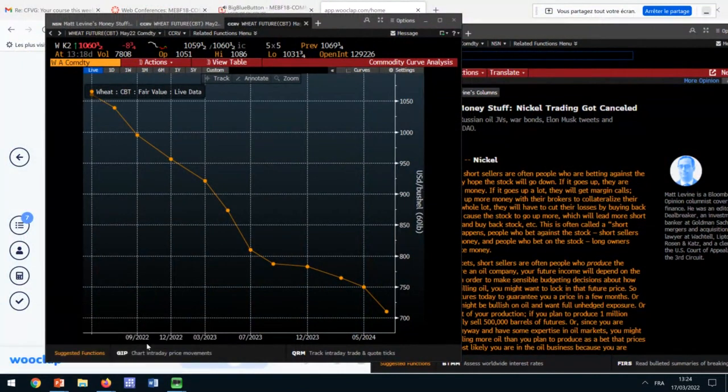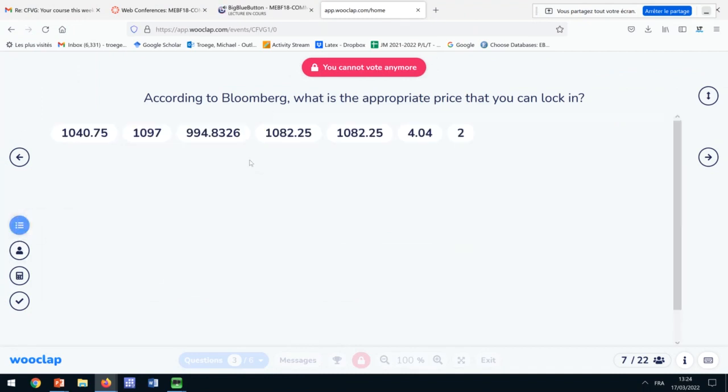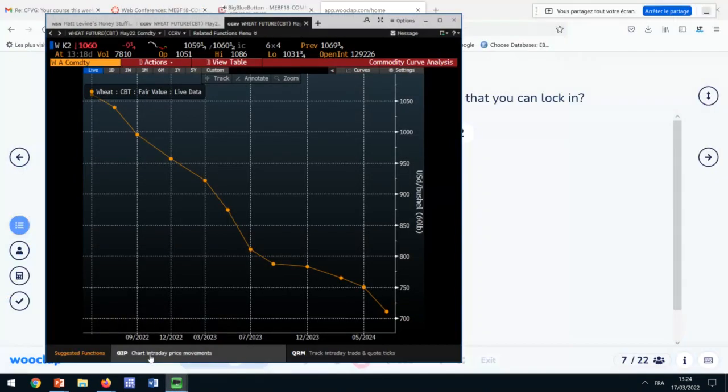Okay, so let me check again with WooClub. Check how things look. Okay. Yes. Okay. So what is the appropriate price that we can lock in for this delivery in September? 21 locked in. Very good. Yes. Okay. No, interesting. So now we have different numbers. Okay. I think that's the one. No, 994. Let's check again the Bloomberg page.